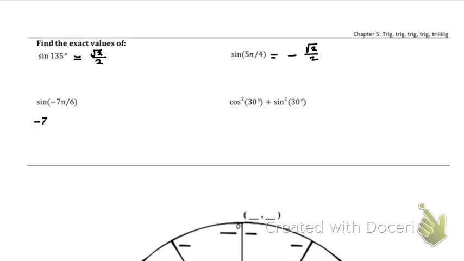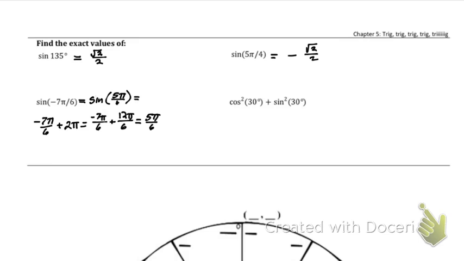So we have negative 7 pi over 6. Add 2 pi to it. Well, we have to have a common denominator, so that'll be negative 7 pi over 6 plus, well, that'd be 12 pi over 6, which is going to equal 5 pi over 6. So sine of negative 7 pi over 6 is the exact same thing as sine of 5 pi over 6. They're exactly the same thing.